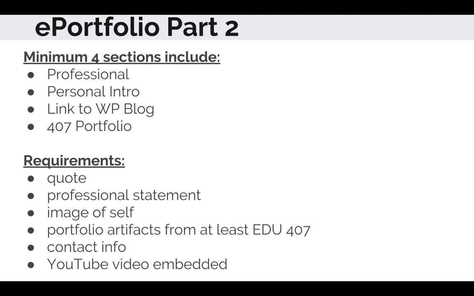For ePortfolio Part 2, again in those 4 sections, you need to have a quote, a professional statement or pedagogy, a picture of yourself, and then artifacts from 407. You also have the option to include a contact form, and at some point in your portfolio you should be embedding a YouTube video.